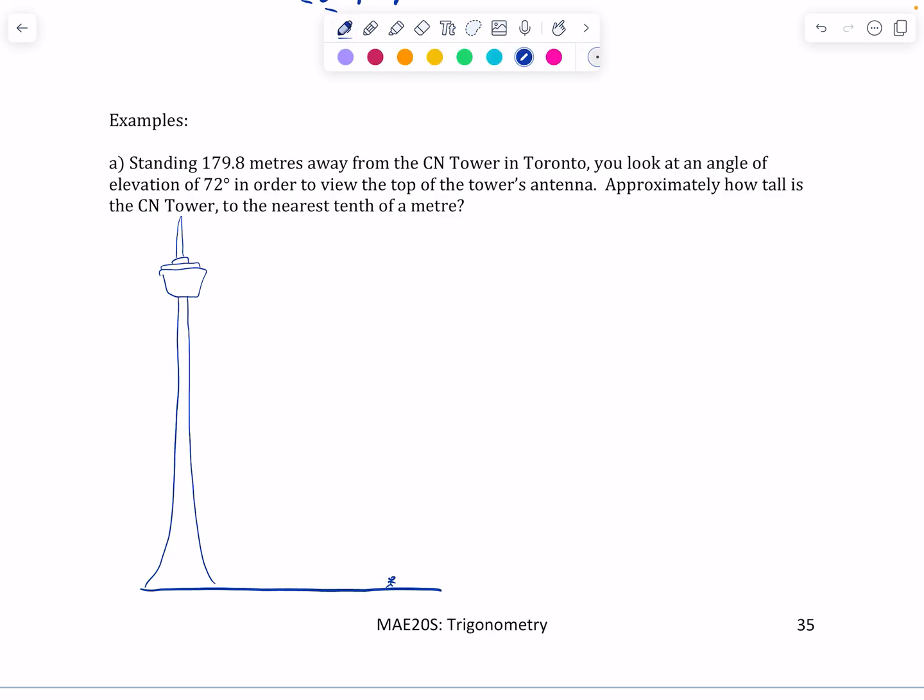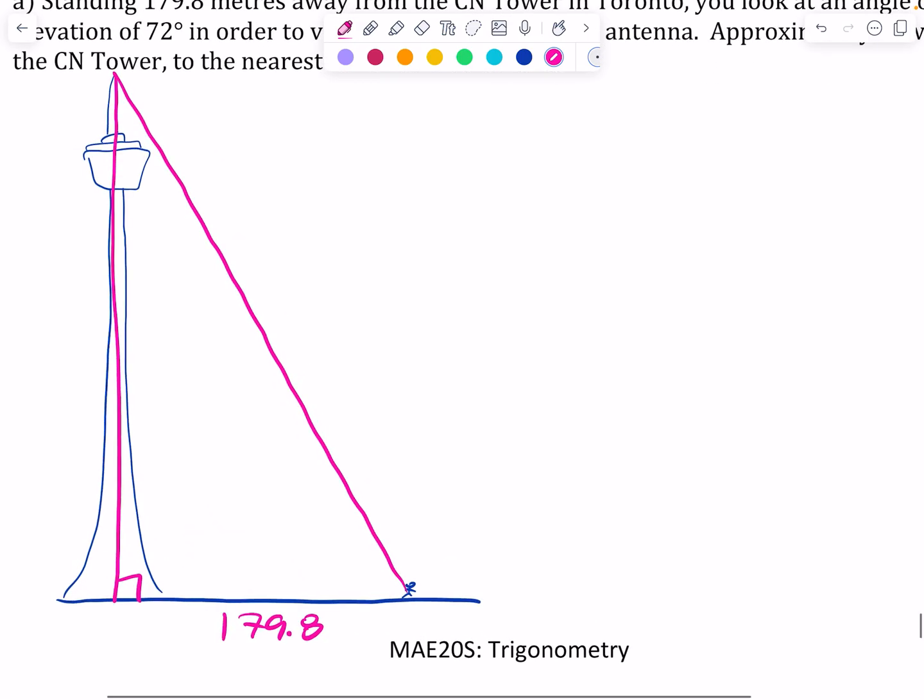And we're standing 179.8 meters away. We're looking at an angle to view the top of the tower's antenna. So from here, I need to view the very tippy top up there, so I can draw a line for that line of sight. And I'm starting to see, hey, I can actually see a triangle in here. I can outline that whole thing in pink. And I can fill in stuff I know. I'm standing 179.8 meters away. There's an angle of elevation of 72 degrees.